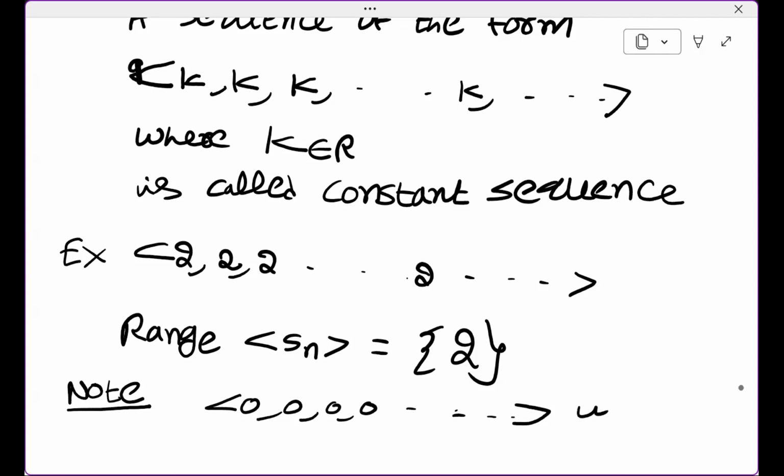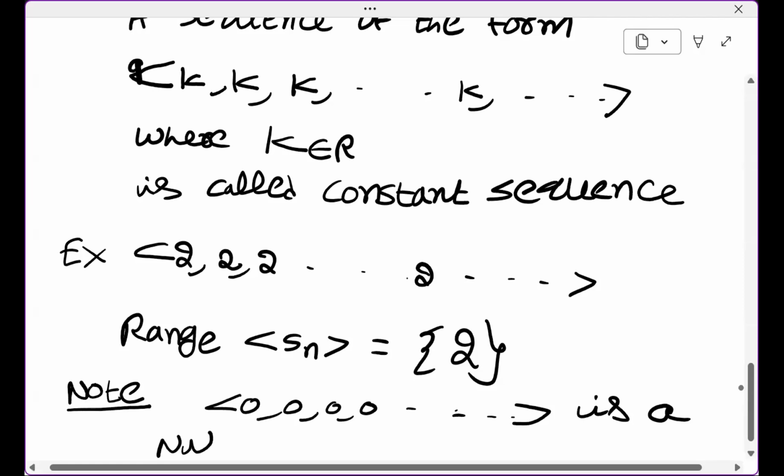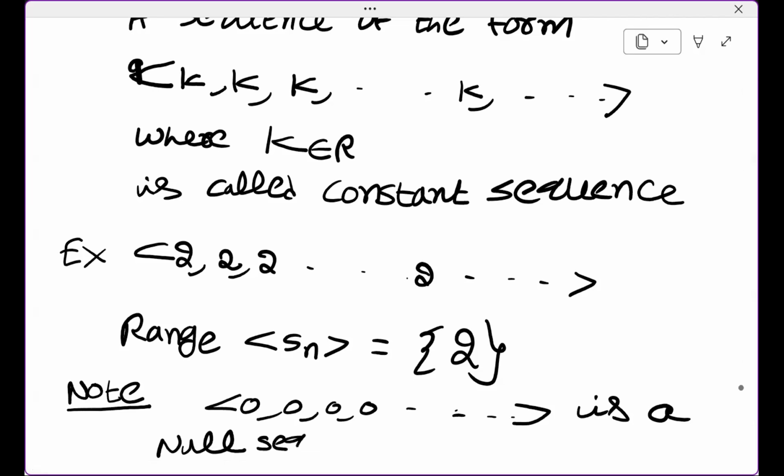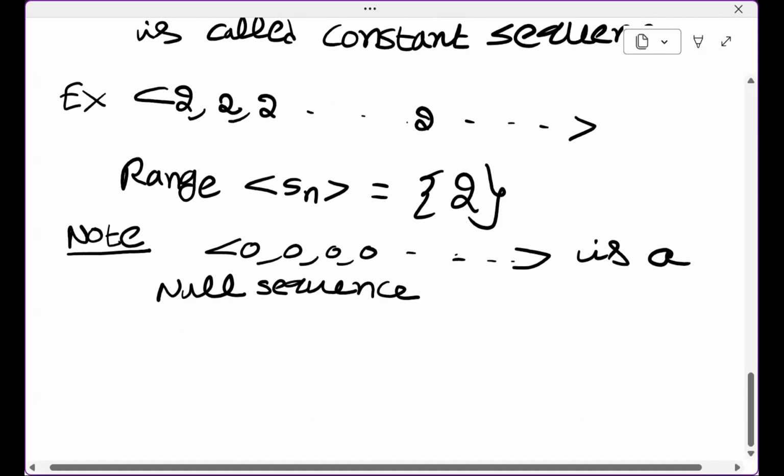Is a null sequence. I'm not calling it "the null sequence", it is "a null sequence". There is a difference. If I call this the null sequence, I cannot call anything else a null sequence. It is a null sequence. That means among null sequences, this is one. Okay, this is a null sequence.